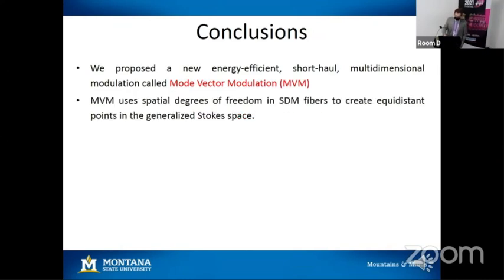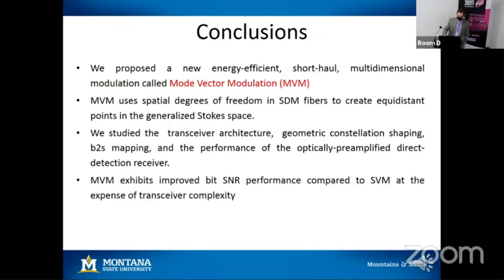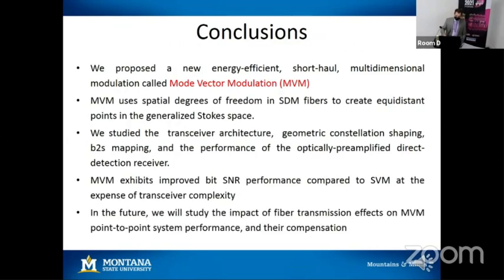It uses spatial degrees of freedom. It's a spatial modulation. Here we studied the transceiver architecture, the geometric constellation shaping, the bit to symbol mapping, and the performance of the optically preamplified direct detection receiver. And we showed that we can improve dramatically the SNR performance, but at the expense of the transceiver complexity and slightly of the spectral efficiency. So in the future, someone has to study the fiber transmission effects and their compensation using DSP.